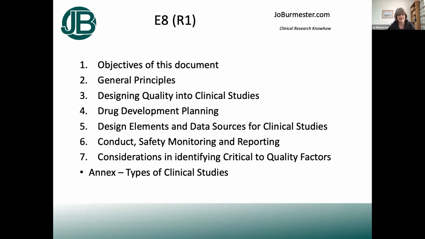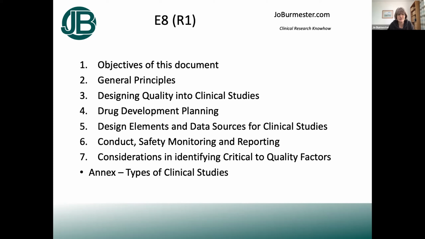And then chapter 7 is considerations in identifying critical to quality factors. So what they did in the draft version of this, if you saw it, they actually had an annex that listed all the potential critical to quality factors. They've taken that out now, and they just talk more about the process of identifying those critical to quality factors. And there are still categories for those. But I guess they wanted to get away from saying these are the only things that matter, and instead build a framework for how you identify those CTQ factors.